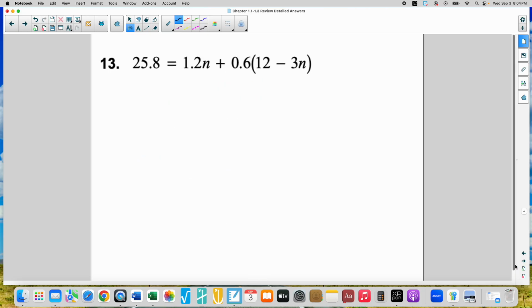Number 13, some decimals. I can't do that. I'm not going to. I got variables inside and outside. So I have to distribute.